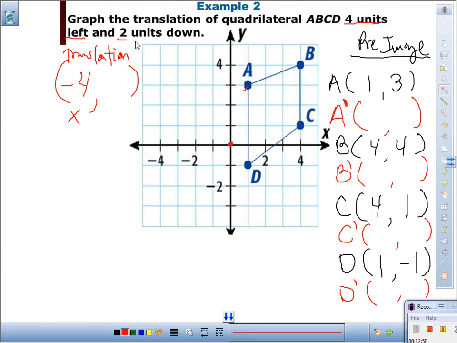What is the other part? It says 2 units down. That means on the y-axis. If I go 2 units down, that is a what? Everyone. -2. So my translation is going to be -4, -2. All right, so now at this point, I want you to really pay attention to the screen. Look up, please. Ready? Here it goes.